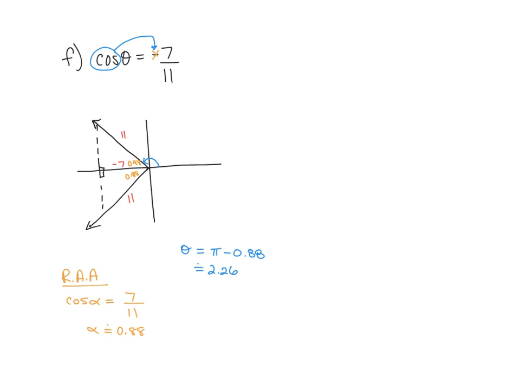If I start at my initial arm and I rotate to my other terminal arm, I notice I rotate pi units plus 0.88. So I'm rotating pi plus 0.88, which will take me to my next terminal arm, which is approximately 4.02 radians.